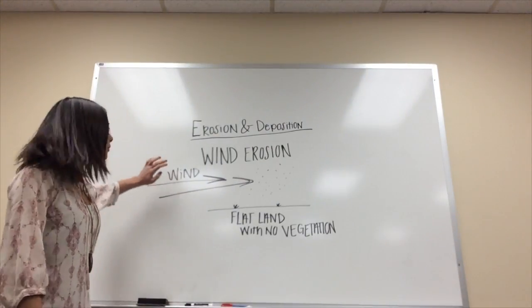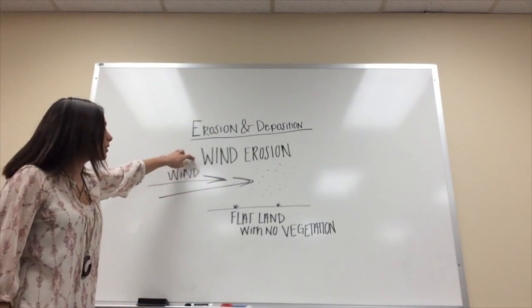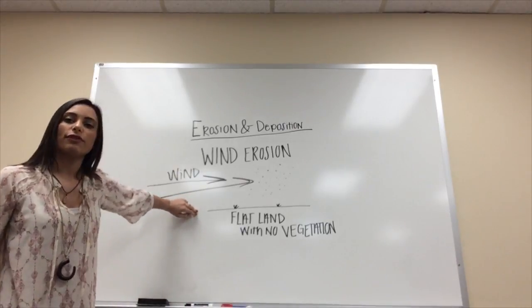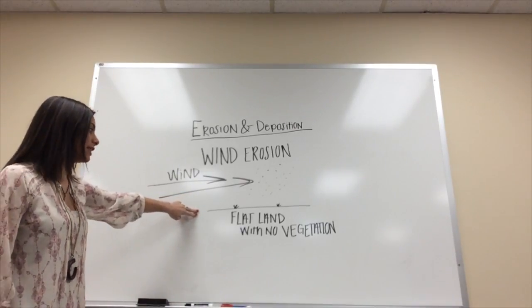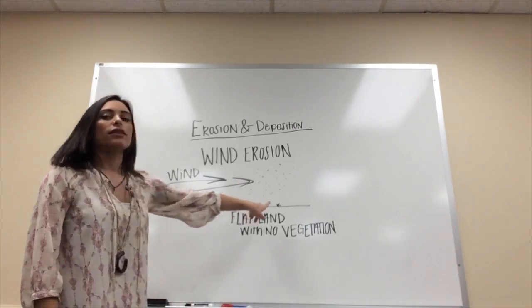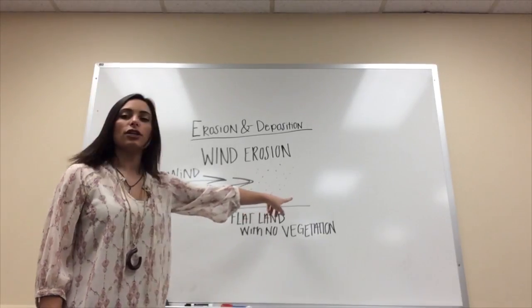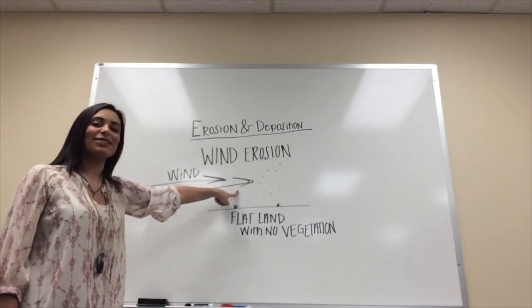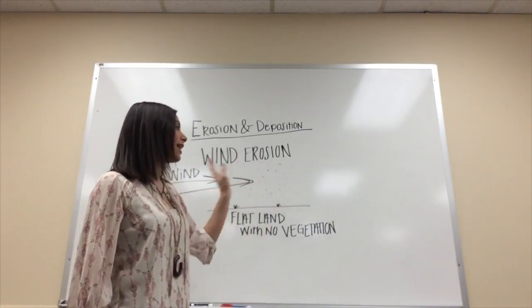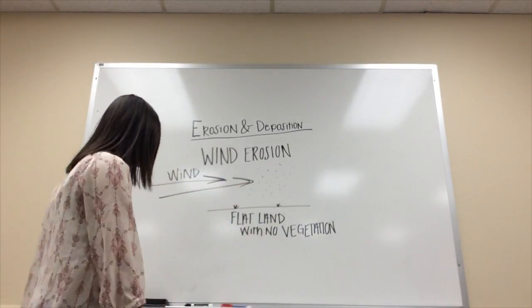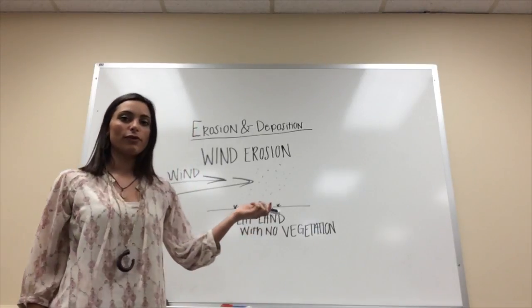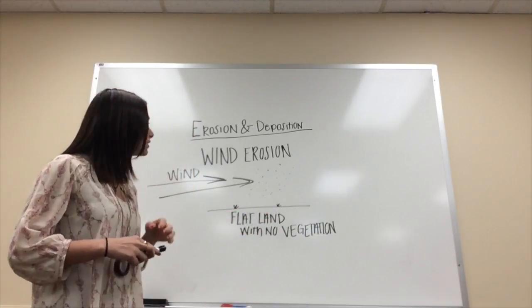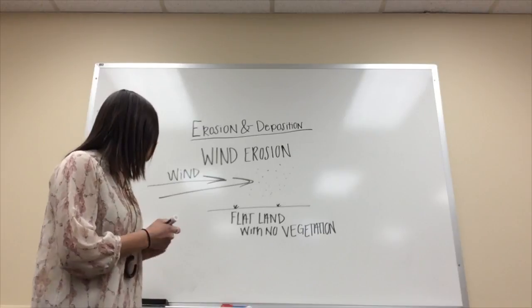Next, we'll talk about wind erosion. Wind erosion mostly happens when you have flat land with little to no vegetation. Vegetation protects the topsoil. When the wind picks up, sediments and topsoil get picked up into the air and blown away. This could be very harmful for some crops and farming.